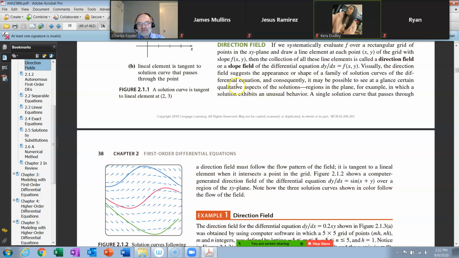Visually, the direction field suggests the appearance or shape of a family of solutions of the differential equation, and consequently, it may be possible to see at a glance certain qualitative aspects of the solution. In other words, regions of space in which the solution exhibits an unusual behavior. A single solution curve that passes through a direction field must follow the flow pattern of the field. It is tangent to the linear element when it intersects the point on the graph.